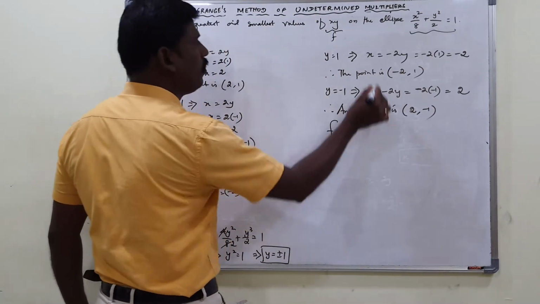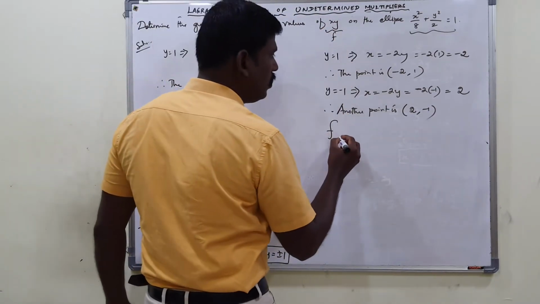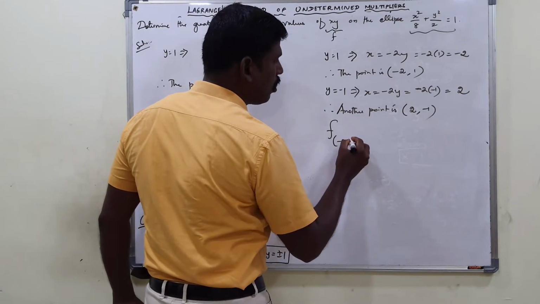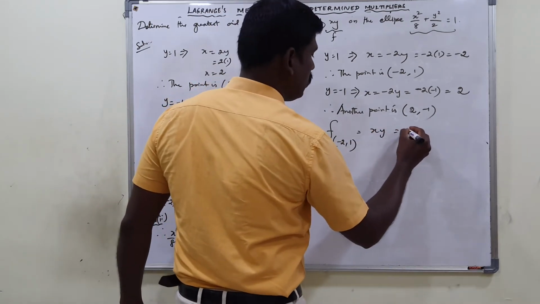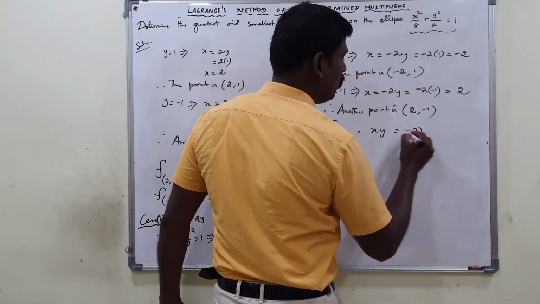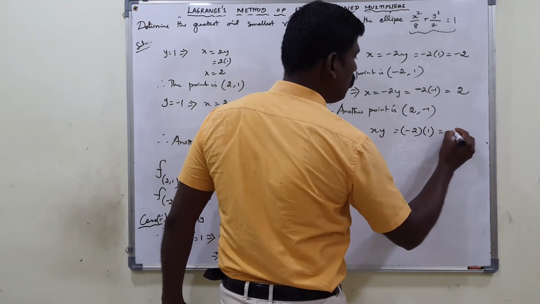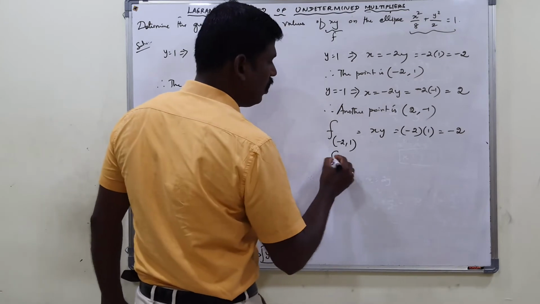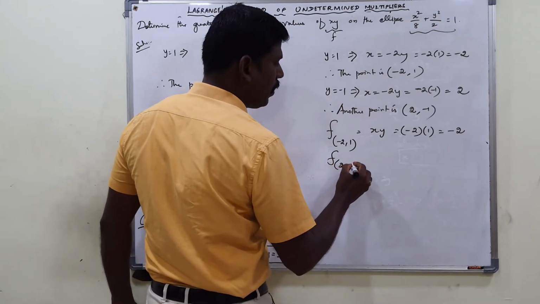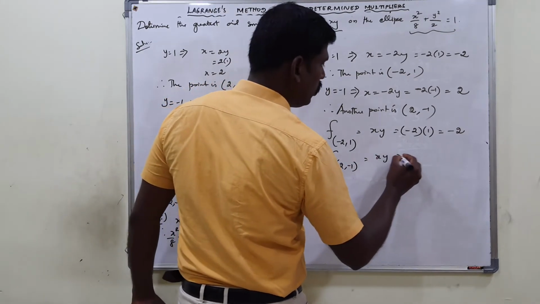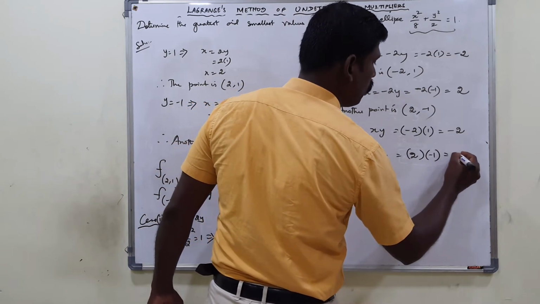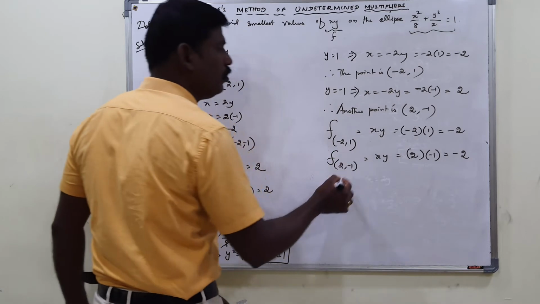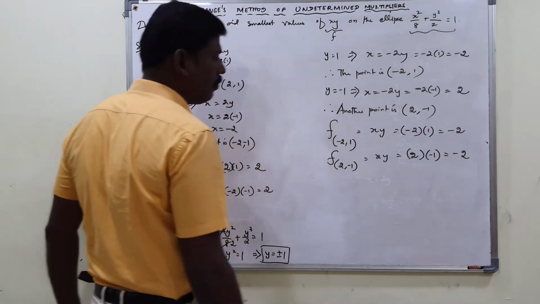So, we want to find out the value of f at the same points. So, f at minus 2, 1 is equal to what? F is xy, isn't it? So, x is minus 2 and y is 1. That is equal to minus 2. Okay. F at another point 2, minus 1 is equal to what? Xy, that is equal to 2 into minus 1. That is equal to what? Minus 2. At both of these points, you will get the same value, f is equal to minus 2.